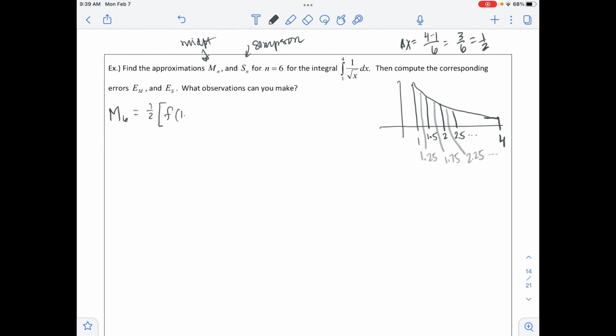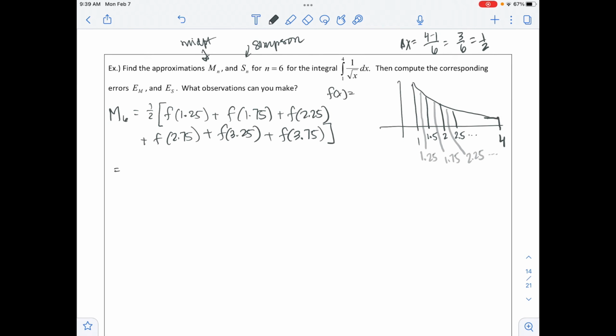So the first one we have is f of 1.25 plus f of 1.75 plus f of 2.25 plus f of 2.75 plus f of 3.25 plus f of 3.75, which would be our last one. And then again, our function here, f of x, is our integrand, which is 1 over the square root of x. So a lot of calculator button pushing here.